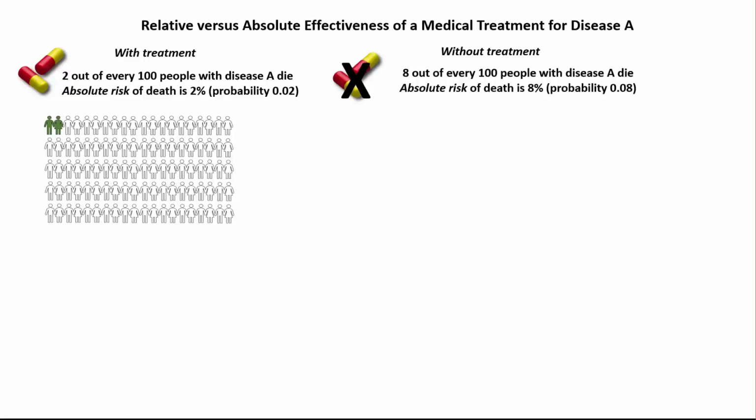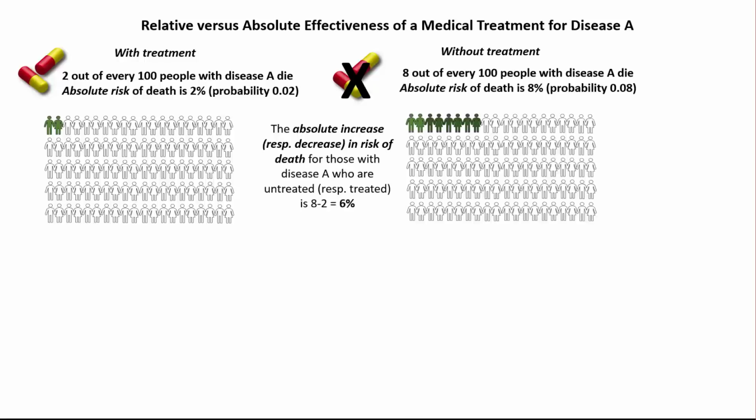And for those who don't take the treatment, take the placebo, 8 out of every 100 people with the disease die. So the absolute risk of death without the treatment is 8%. Now then, the absolute increase in risk of death for those with the disease A who are untreated is 8 minus 2, it's 6%, or equivalently, the absolute risk decrease for those with the disease who are treated is 6%. So those are equivalent.